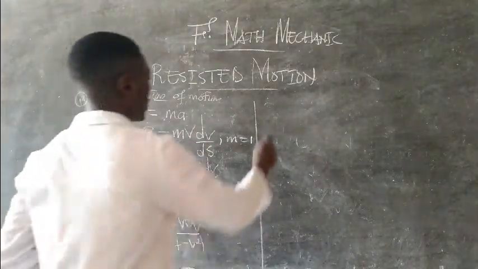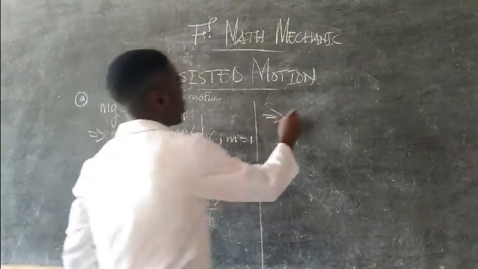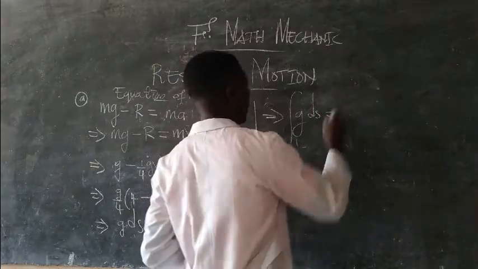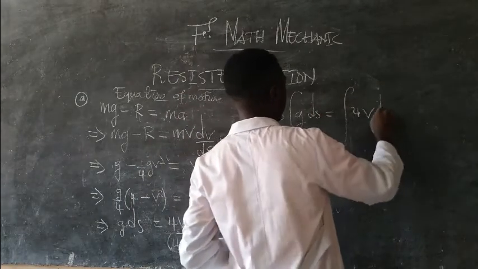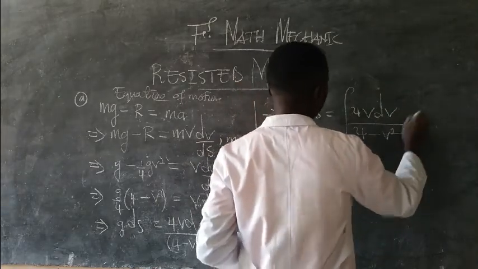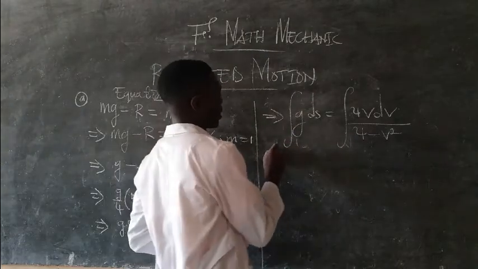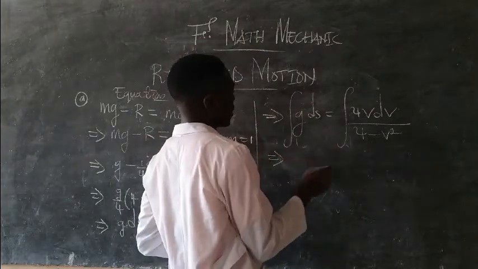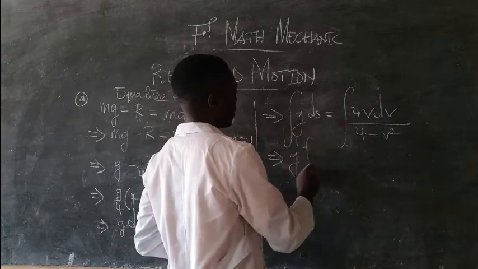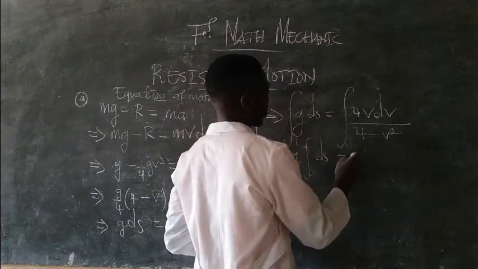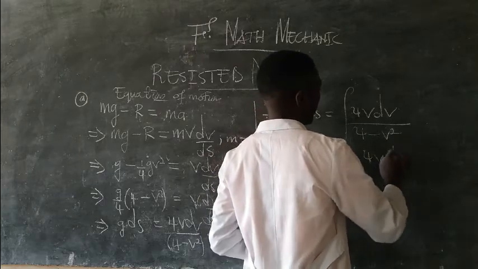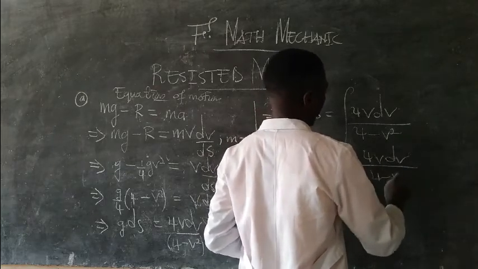So this will imply that the integral of g ds should be equal to the integral of 4v dv on 4 minus v squared. Remember g is a constant, so if you integrate the constant, you can just factor out g outside. The integral of ds should be equal to 4v dv on 4 minus v squared.